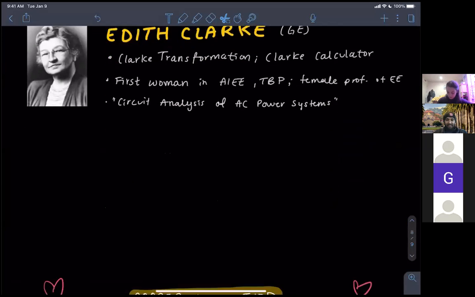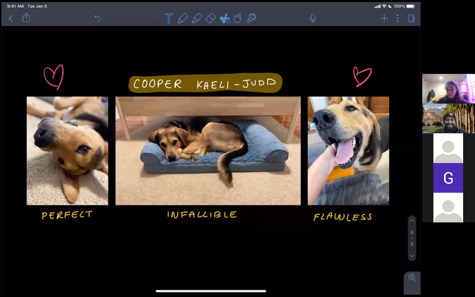Last thing, this is my sister's dog who has my heart. His name is Cooper, and he's both perfect, infallible, and flawless. Thanks.